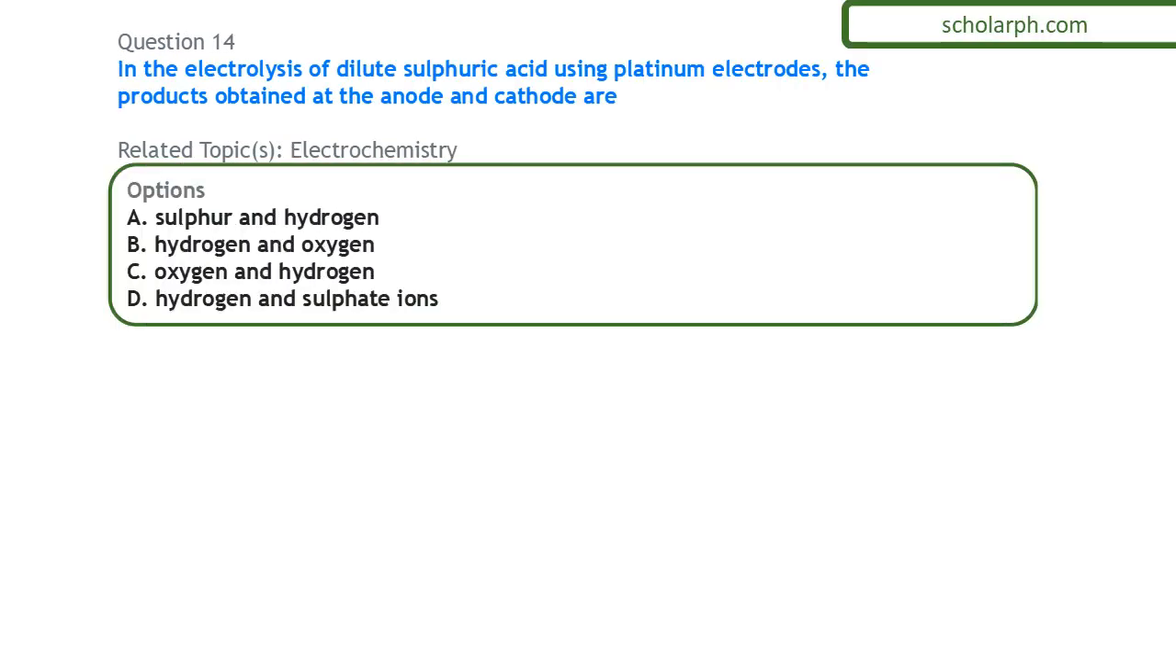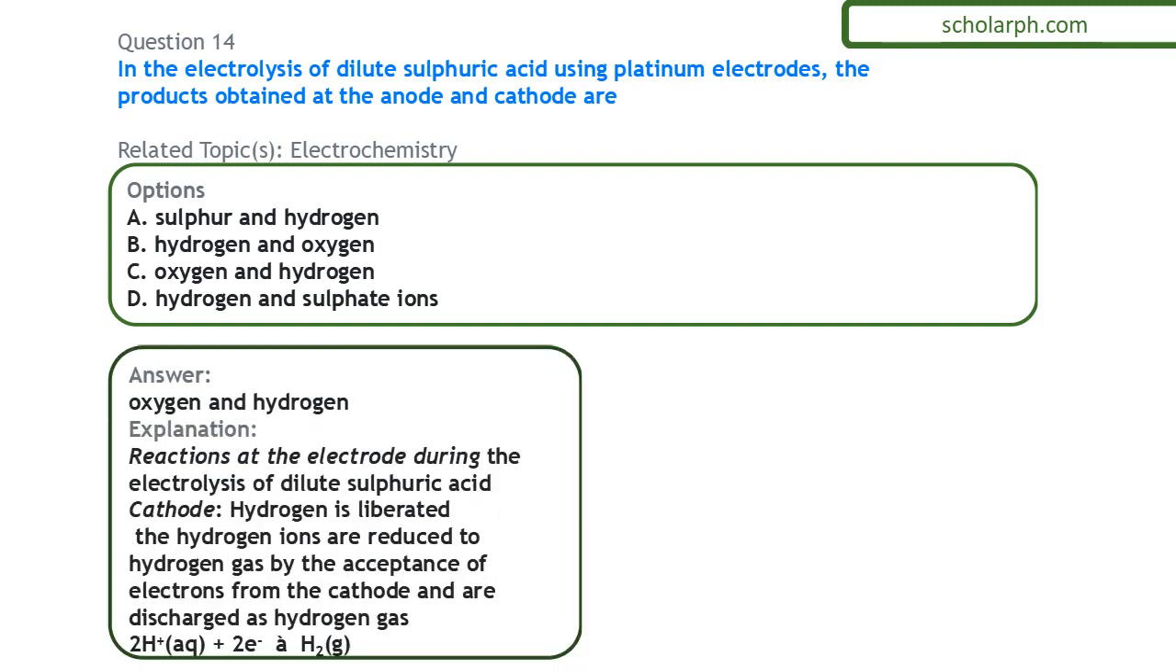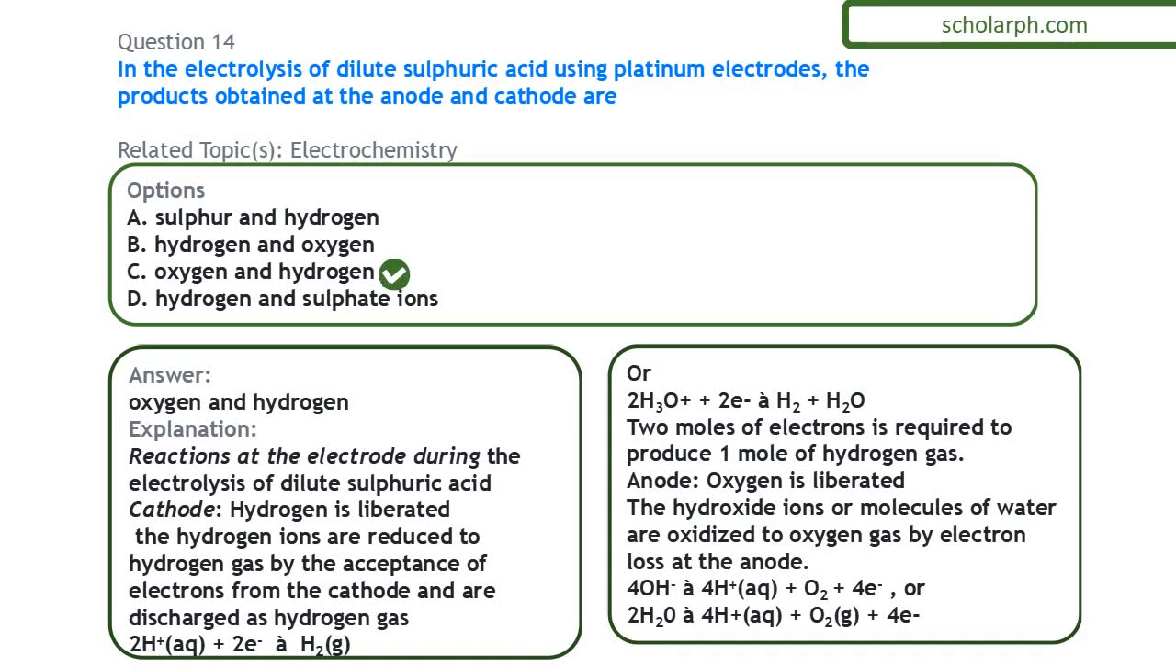In the electrolysis of dilute sulfuric acid using platinum electrodes, the products obtained at the cathode and anode are, in the electrolysis of water, or dilute sulfuric acid, oxygen is obtained at the anode, while hydrogen is obtained at the cathode. So what happens is that in that process, the hydrogen, which is a positively charged cation, will migrate to the cathode where it will be liberated as a gas, while the oxygen is produced at the anode.